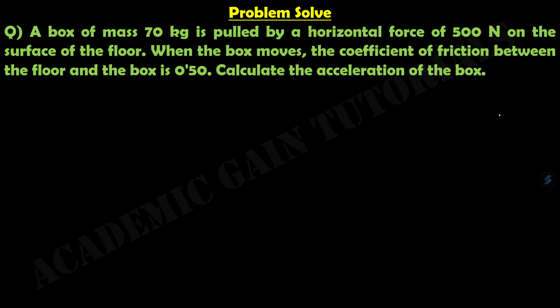Now coming to the next problem. The next problem says that a box of mass 70 kg is pulled by a horizontal force of 500 Newton. So this is the box with the mass of 70 kg, and it is pulled by a horizontal force of 500 Newton on the surface of the floor. So this is the surface of the floor. The coefficient of friction between the floor and the box is 0.50.